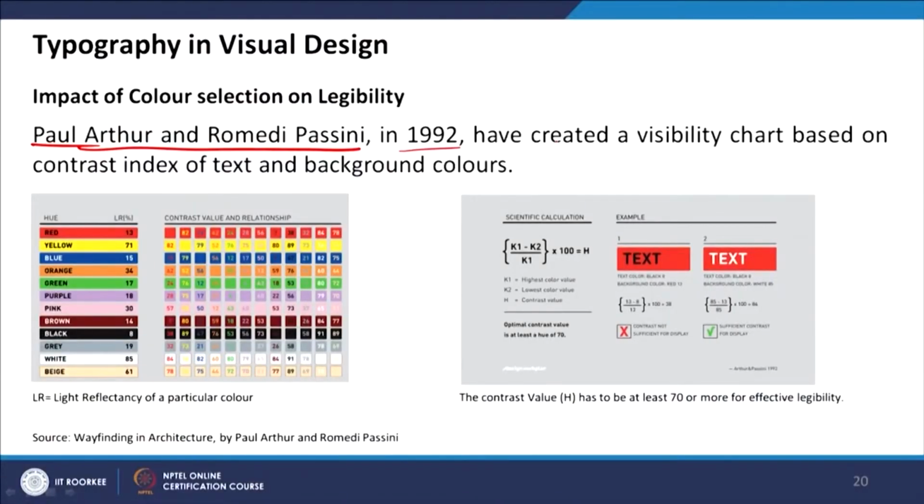very much valid. He wrote this book in 1992 and created a visibility chart based on the contrast index of the text and the background color. This contrast index is the value difference of the two colors. This is the scientific formula based on which he created this chart.